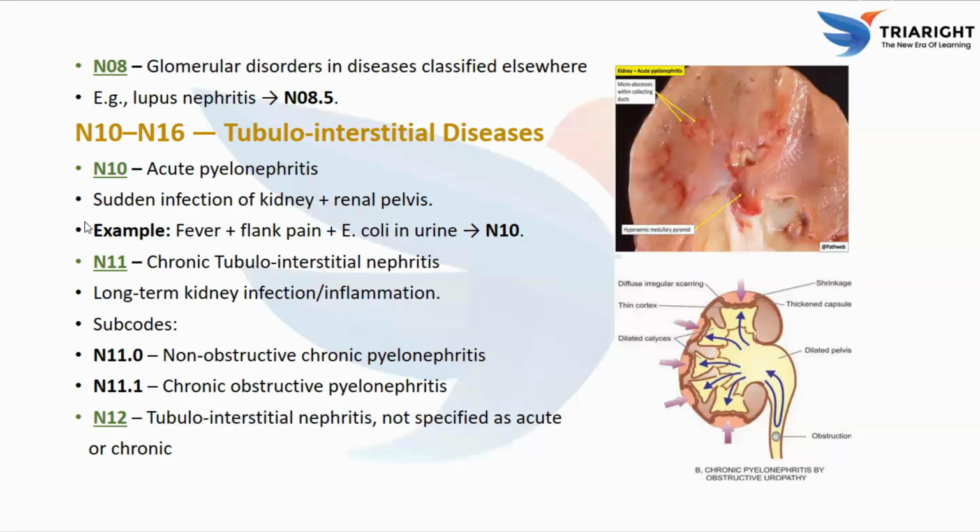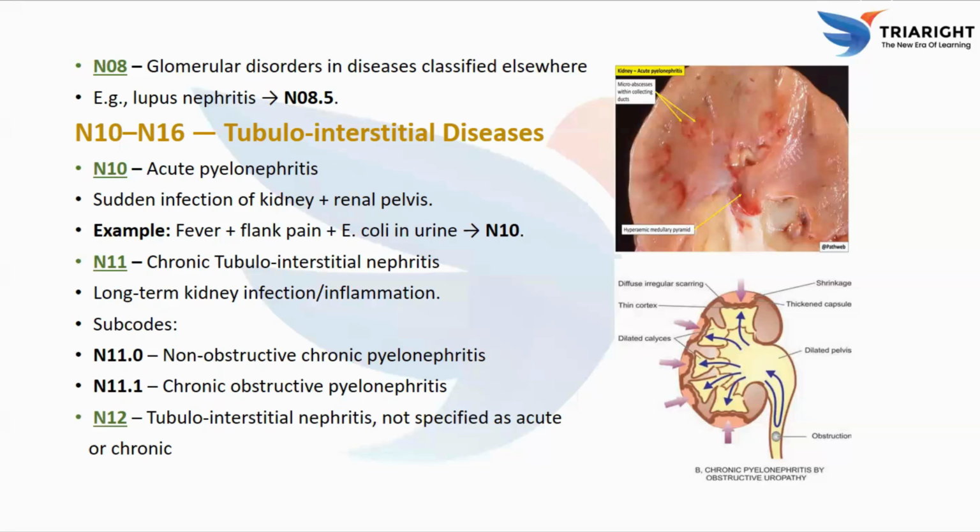So what is the first code? N10, acute pyelonephritis. So what do you mean by acute pyelonephritis? It's a sudden bacterial infection of the kidney and renal pelvis. It is commonly caused by E. coli ascending from the urinary tract.